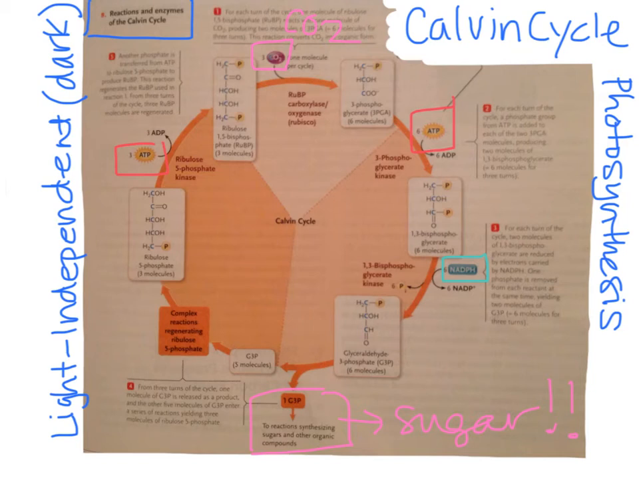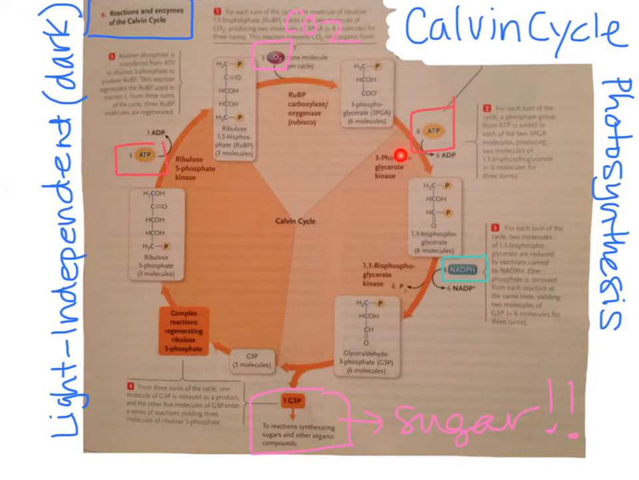The Calvin cycle of photosynthesis, also known as the light-independent reactions or the dark reactions. Why? Because it does not require any solar energy. Look at this whole cycle. Do you see sunlight coming in anywhere? No. But what does it need?